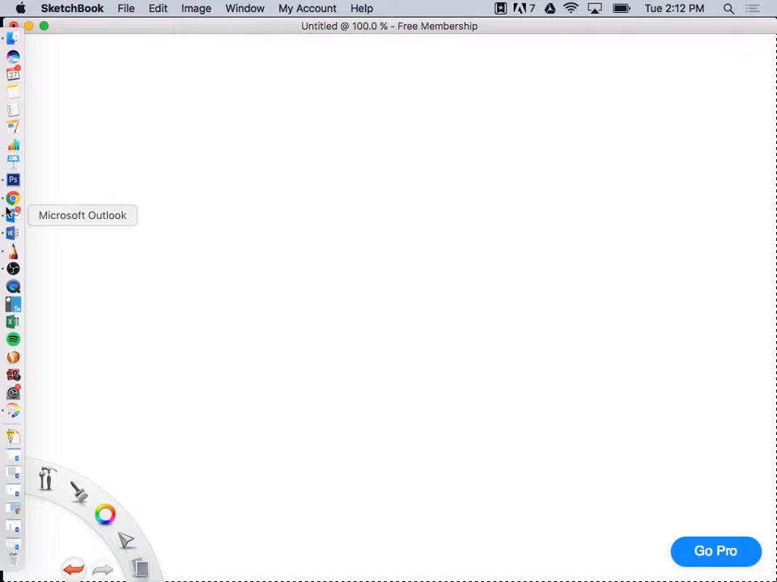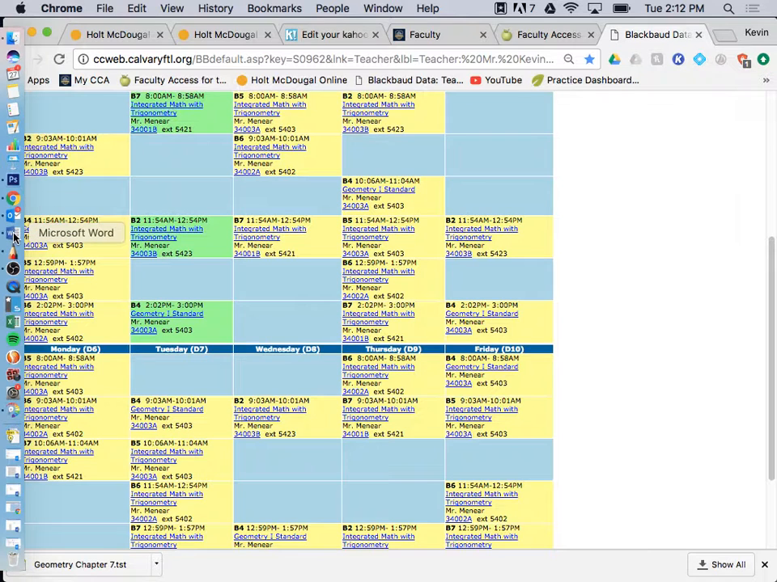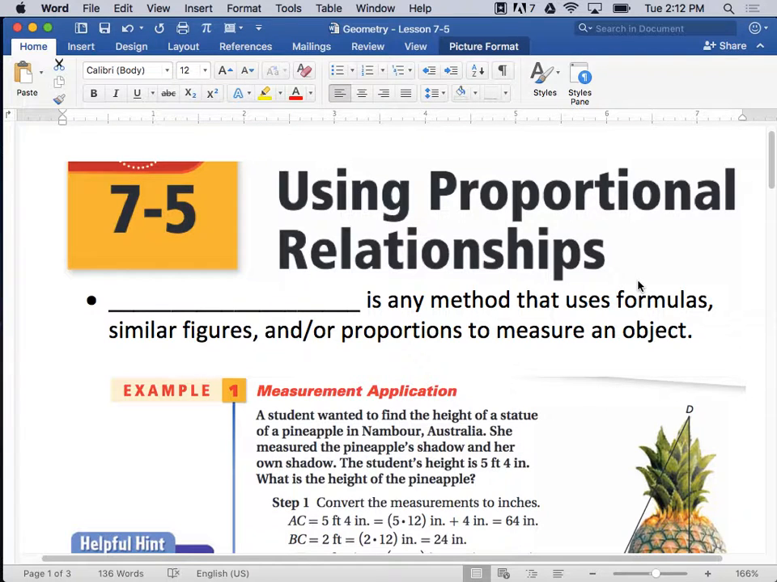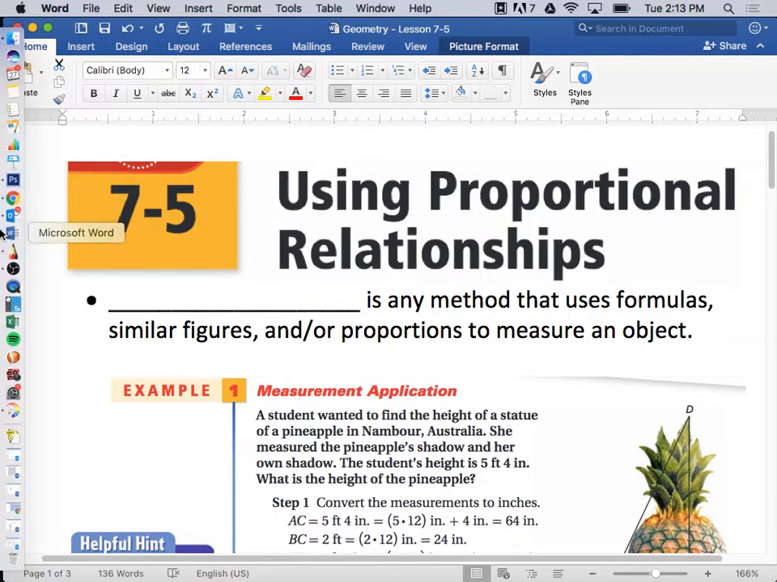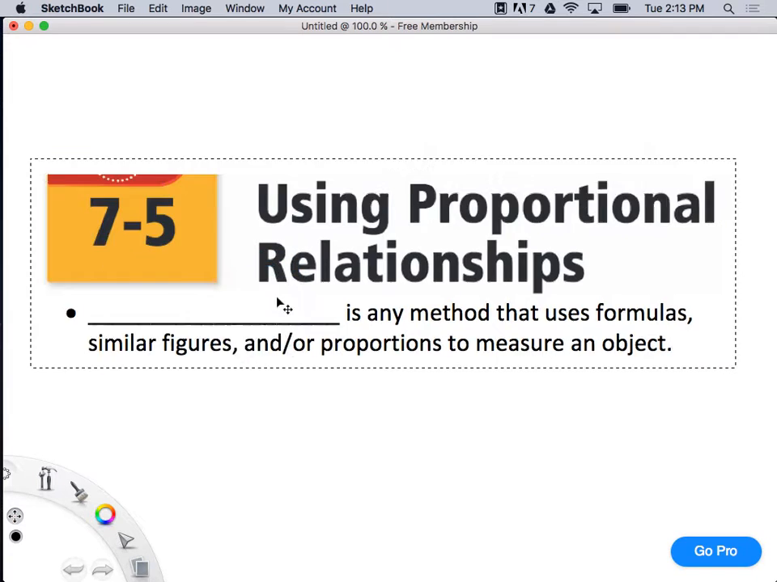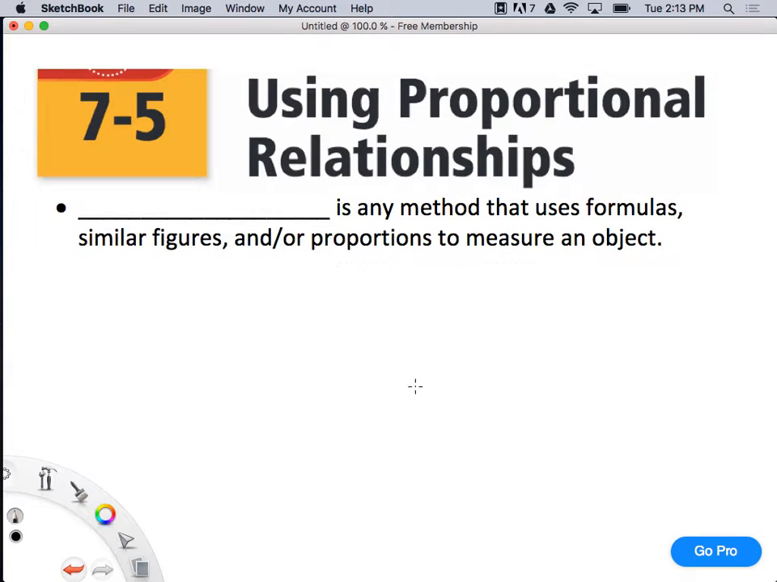All right. That's proportional relationships. This lesson is on using proportional relationships. If we read this first sentence, blank is any method that uses formulas, similar figures, and/or proportions to measure an object. What is this? Indirect measurement.